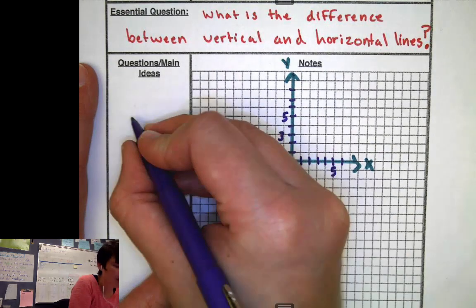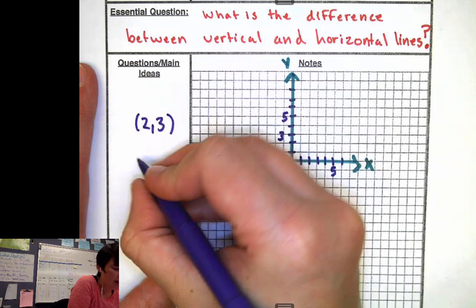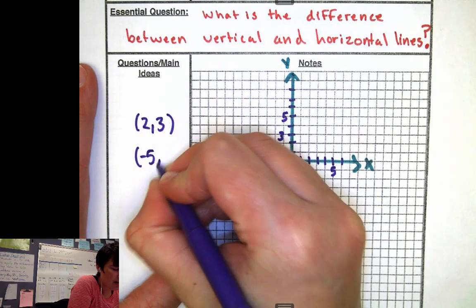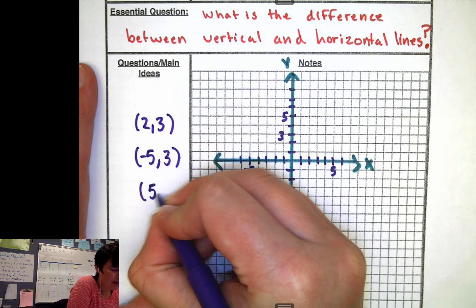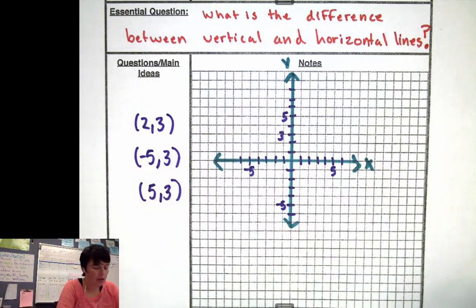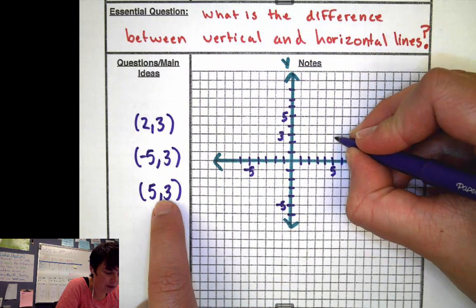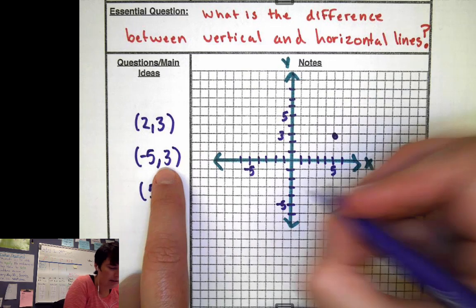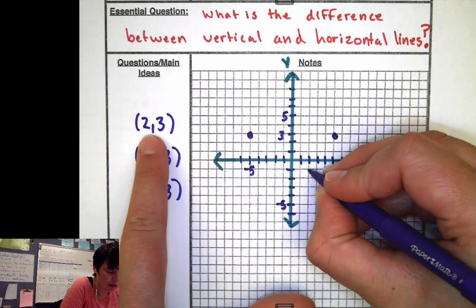For instance, I'm going to plot the point 2, 3. I'm going to plot the point negative 5, 3. And I'm going to plot the point positive 5, 3. And we're going to put those 3 points on our graph. So let's see here. 5, 3. I'll go backwards. 5, 3 would be here's 5, here's 3. Negative 5, 3 would be on the opposite side right here. And 2, 3, here's 2.